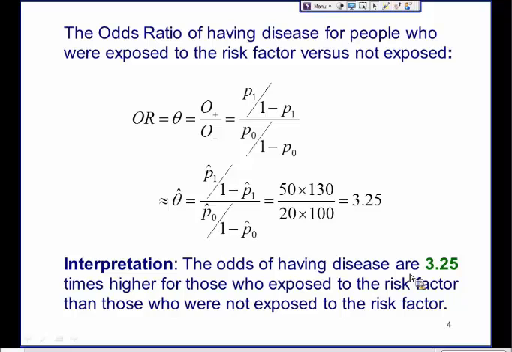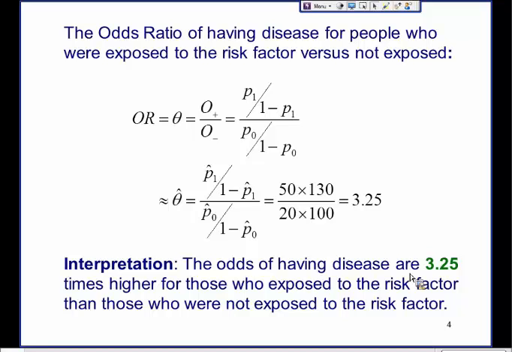For those exposed to a risk factor, the odds of getting the disease are about 3.2 times the odds of getting the disease given that you are not exposed to a risk factor. That's the meaning of this. You don't want to say that this odds ratio is 3.25. So you're going to say if you're exposed to a risk factor, you are 3.25 times more likely than those who are not exposed to a risk factor.